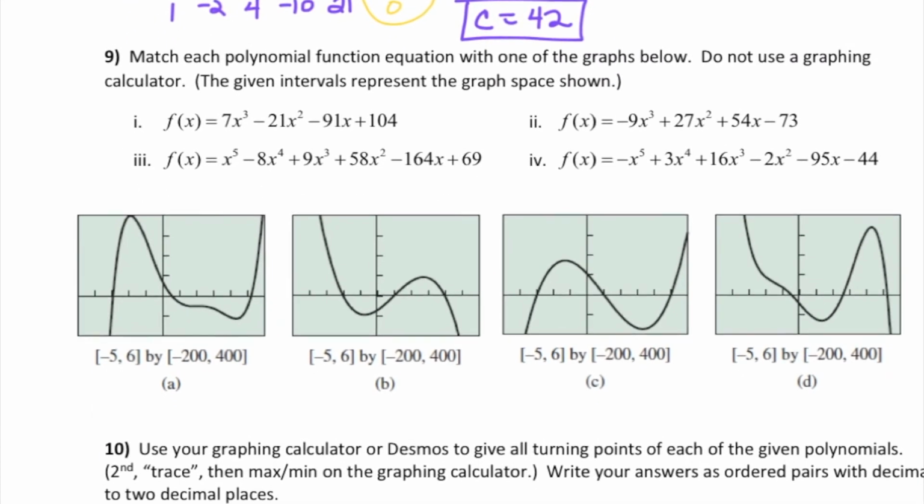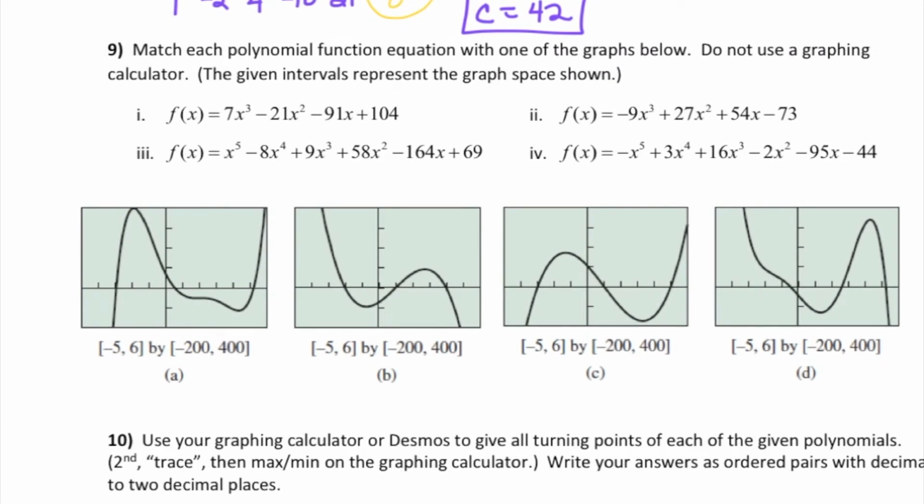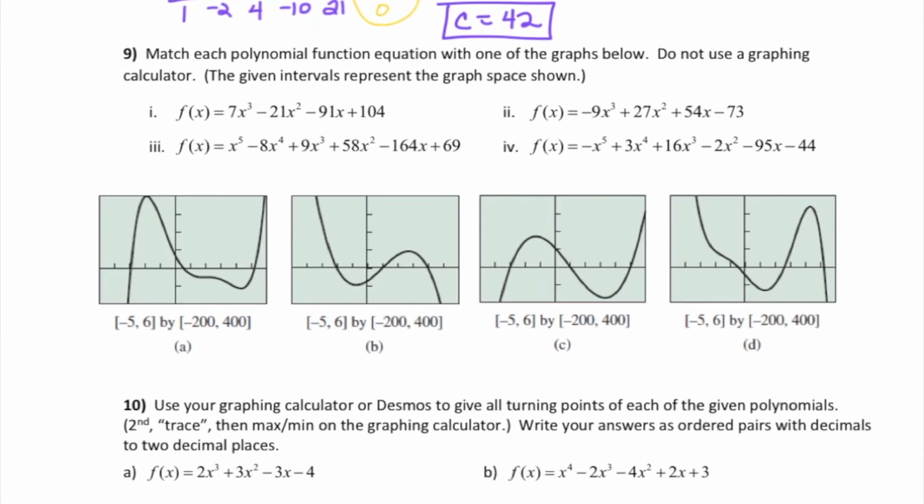Now, for number 9, I would say try to do this. I'm not going to put a problem like this on the test, obviously, where it's matching and I give you equations and graphs and have you match them, because you could just type them into your calculator. You would want to type them into your calculator to compare the graphs. But I want you to test yourself and see if you can figure out based on the end behaviors and what you know about end behaviors, which of these graphs matches with which function equation.